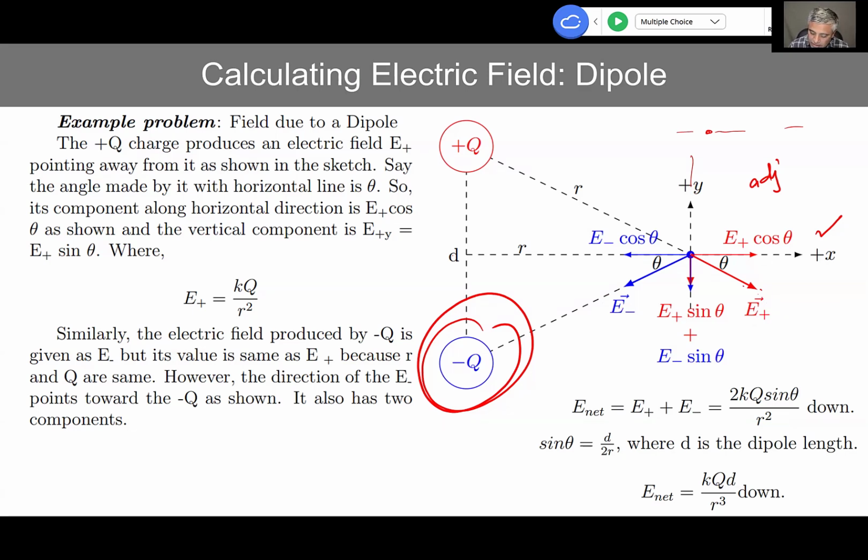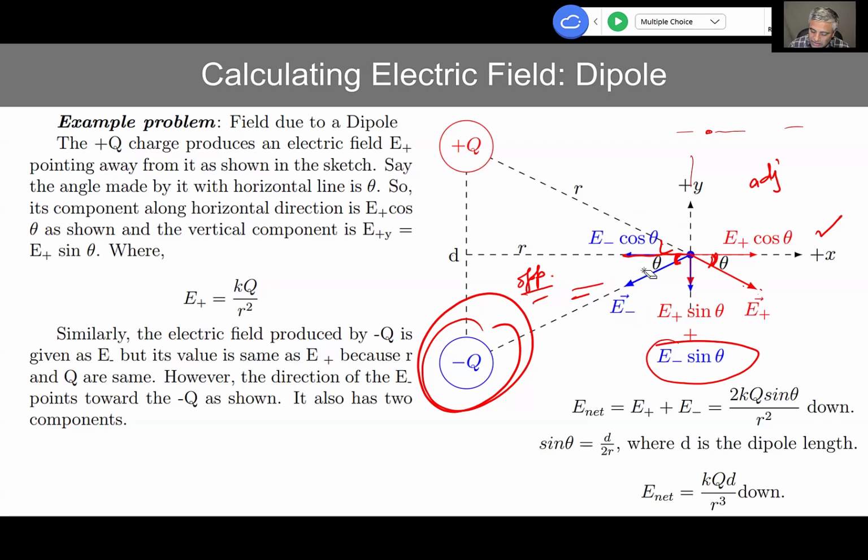Just like we did here, we can find the components of this field due to negative charge. This side would be adjacent to this angle. And by the way, with geometry, we can tell this angle and this angle are going to be the same. So this is going to be the cosine component because this side is adjacent, and this side is opposite, which means this is going to be the sine component. And that's what, oops, that is not red, rather this one is there.